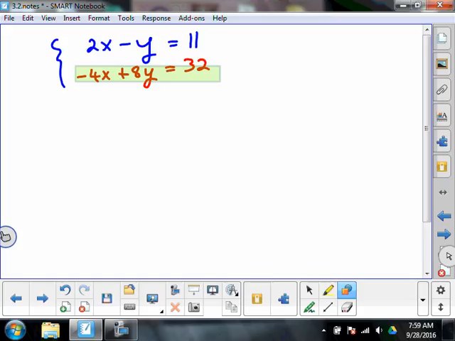What do we think would be the most simple thing to do? What do we got? The top one. So what variable would we solve the top one for then? We would solve the top one for y. Does that make sense to most of you?